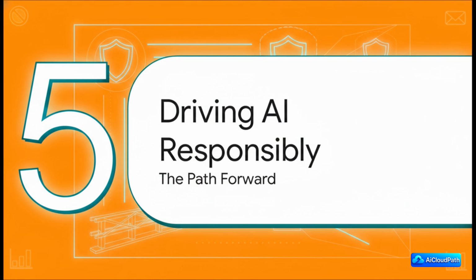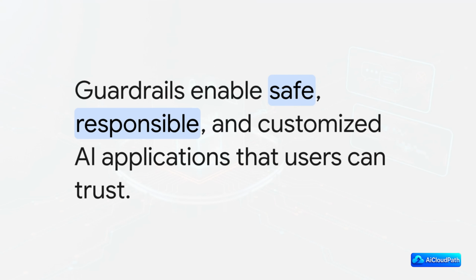What does this all mean for the future of how we build things with AI? At the end of the day, tools like guardrails are what move us from just using powerful AI to using it responsibly. They give you the framework to customize safety, to make the AI behave the way you need it to, and to build apps that people can actually trust. It's all about taking back control of the technology.